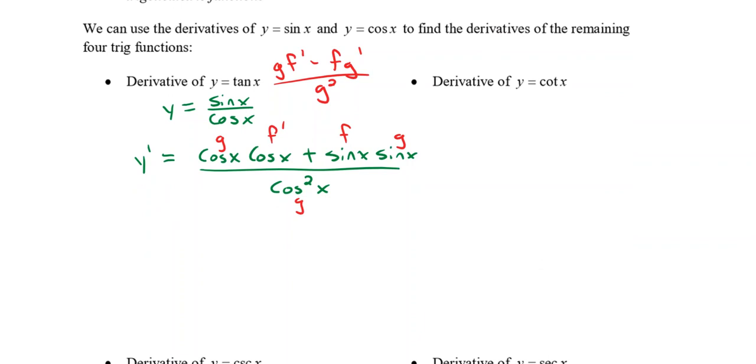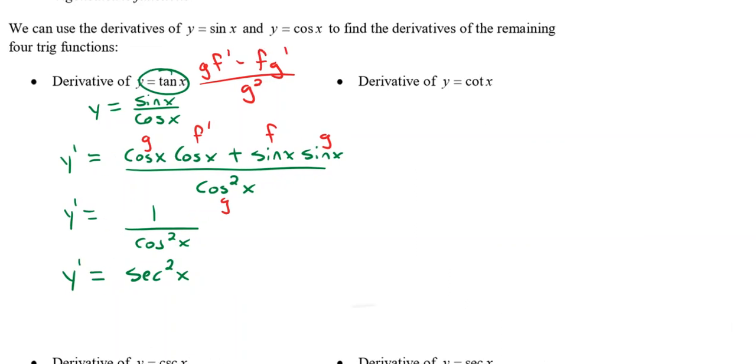So now from there, what we have going on the top here, I've got cos times cos, that's cos squared, plus sine times sine, that's sine squared. So this is really cos squared plus sine squared. Well, that's one of our identities, which is 1. So this is 1 over cos squared x, otherwise known as secant squared x. So there you go. The derivative of tan is secant squared x. That is on your formula sheet, by the way, too. You won't have to do that every time, but that's how we find that one.